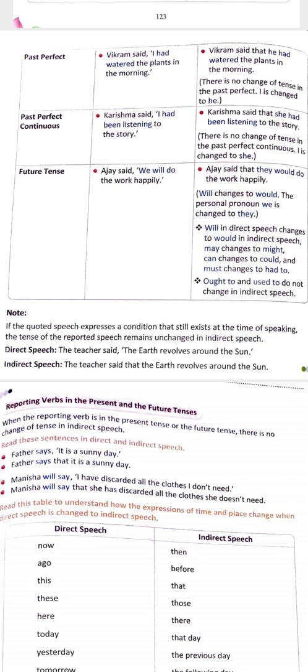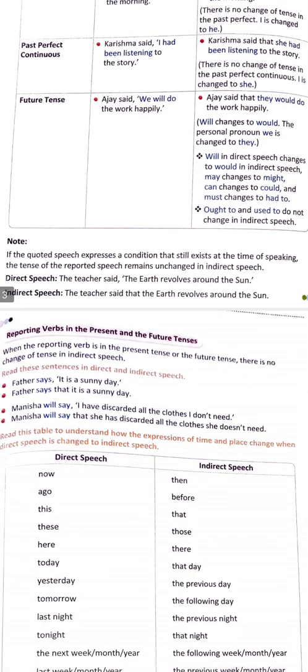So that was all about narration. The next note is if the quoted speech expresses a condition that still exists, for example, a universal truth. You don't have to make any changes here. For example, the teacher said, "The earth revolves around the sun." It's a universal truth, so we will say here, the teacher said that the earth revolves around the sun.